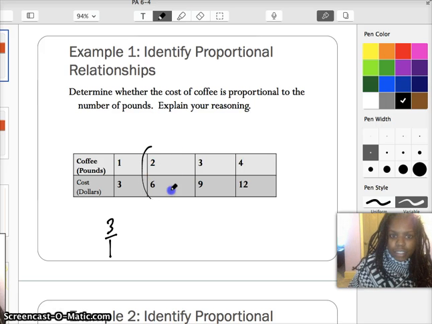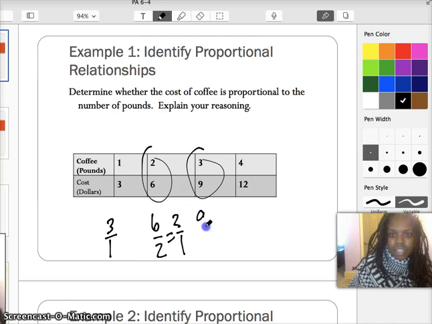What if I spent $6 on 2 pounds? What's the unit rate here? Well, clearly that's 3-to-1 as well. So this is seemingly pretty consistent. If I spent $9 and got 3 pounds, is that consistent with our unit rate?